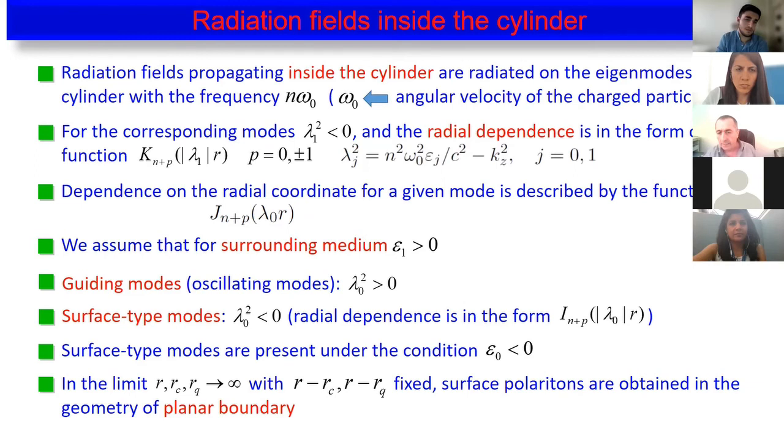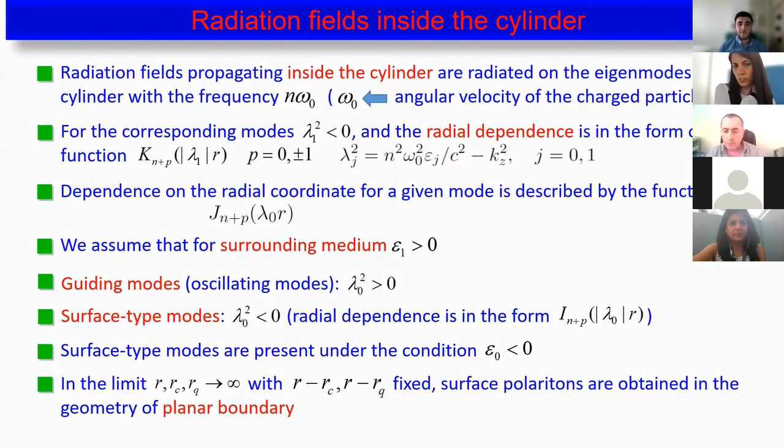In this case, the radiation field depends on the radial coordinate by this modified function, and it is known that if r increases, this exponentially increases. This means that this field is mainly located near the boundary between the cylinder and the exterior medium. And as I said, these surface type modes are present under the condition when epsilon 0 is smaller than 1. In the literature, the surface polaritons are mainly investigated for planar boundaries, and from our result, by taking this limit, you can obtain the results for the planar boundary.